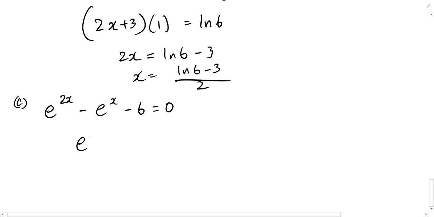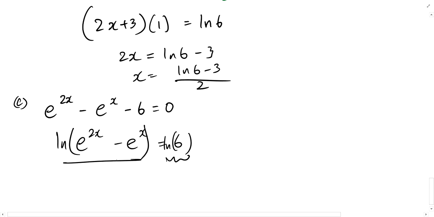So move the 6 over. Okay, so e to the power 2x minus e to the power x equals to 6. Then you want to take ln on both sides? Take ln both sides. Ln here. Then this one, calculator can give me. What about this? X divided by x. How? e^(2x minus x)? No, cannot.